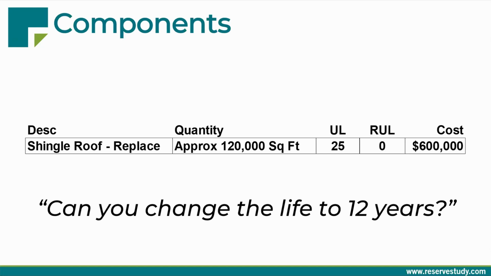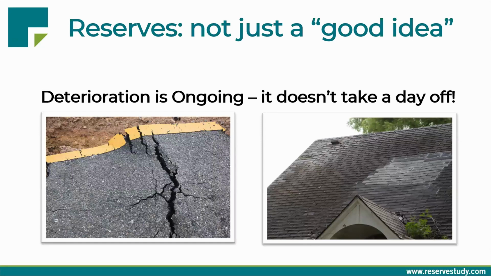So we want to make sure that everyone here is understanding that the components are indeed a moving target. We see them deteriorating over time, but all the financial analysis is dependent on where these components are. Is the asphalt okay, or is it potholed and uneven, upheavals, and literally failing? Is the roof okay? Can you see repaired areas? Is the roof on the verge of leaking, or has it actually started leaking? Remember that deterioration is ongoing. It doesn't take a day off.